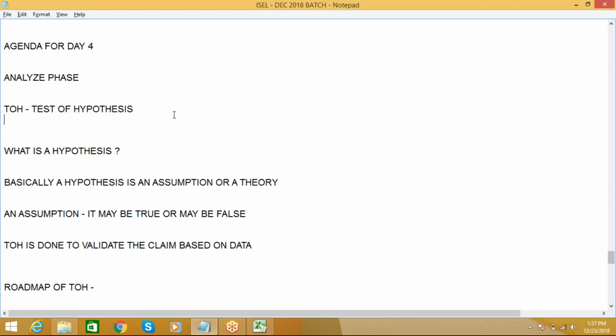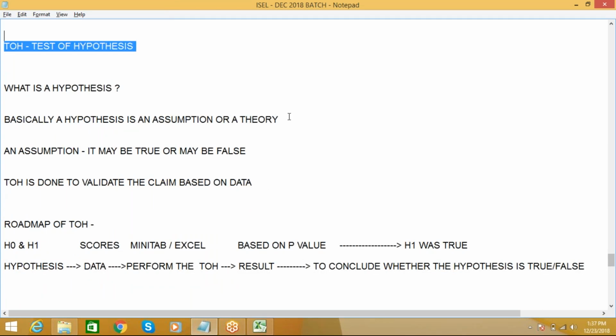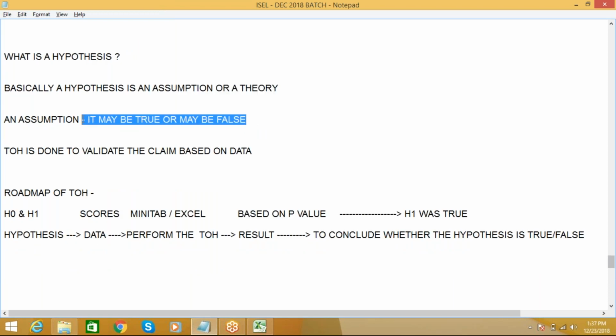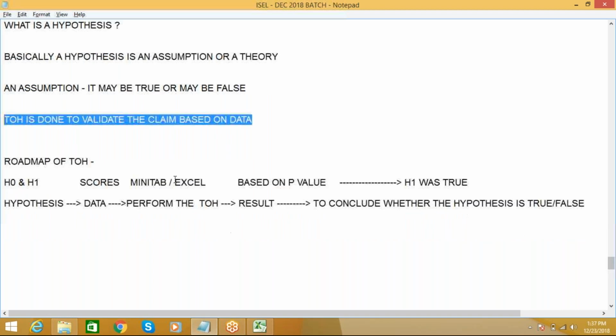All right, so to summarize on the test of hypothesis, I want everybody to pay attention. In another 5 minutes, I'll be concluding on it. The test of hypothesis we know is one of the complex tools of the analyze space, right? We know what is a hypothesis. It's an assumption or a theory, and it may be true or it may be false, and we have to do the test of hypothesis to prove it. Based on the data, we prove whether it is true or false.